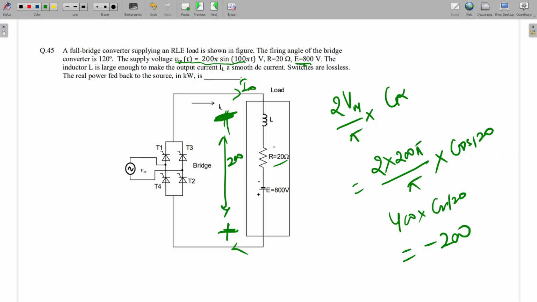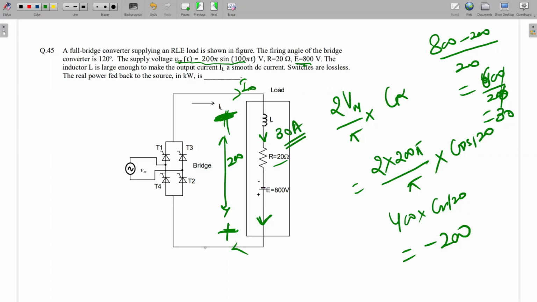Okay. So if we write KVL in this loop, what will be the current here? 800 minus 200 divided by 20. So 600 divided by 20, that is 30. So the current I naught will be 30 ampere.